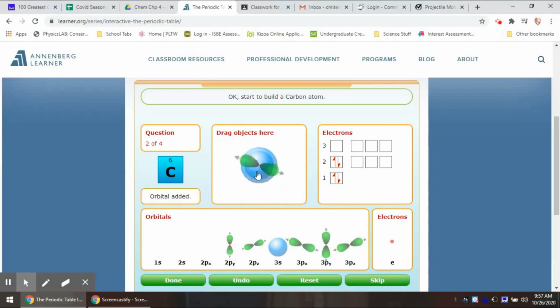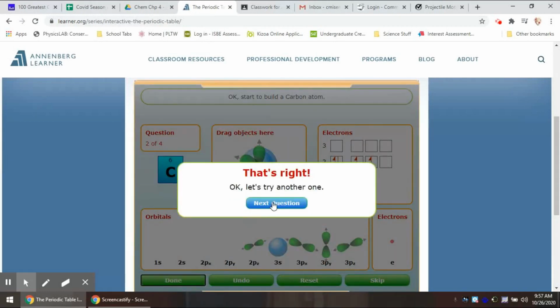And now we're going to start adding P's. I put 2 on there because remember I said we have to put 1 in each P before we can double them up. So we've used 2, 4, 5, 6 electrons. And that's how many we needed. So we should be good. So check. And that's right.